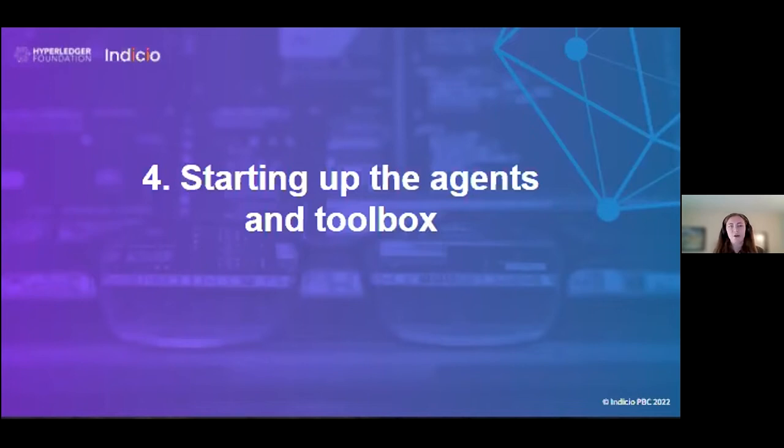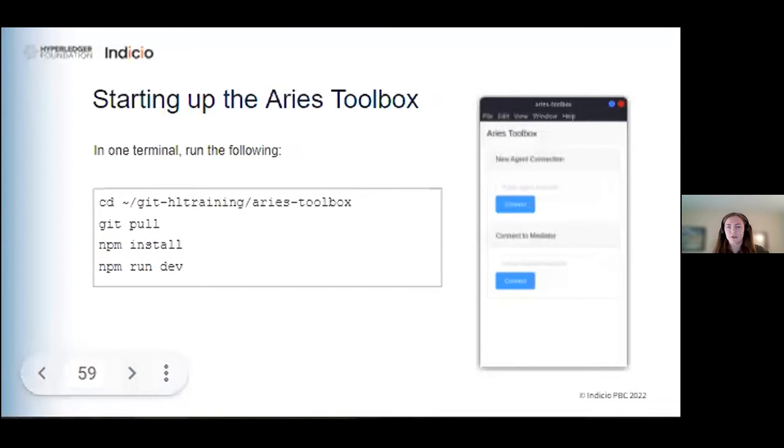The first thing we'll need to do is start up the toolbox and the agents. You may have tried this out in office hours or prior to this workshop, but we'll walk through it briefly here. Again, the prerequisite document outlines the steps for cloning both the Aries Toolbox and the Aries ACA-Py toolbox plugin. If you haven't done that yet, you can follow those in the prerequisites document. We are going to run through this series of commands to start up the Aries Toolbox, and you can find these on the handout that has been shared so that you only have to copy and paste.